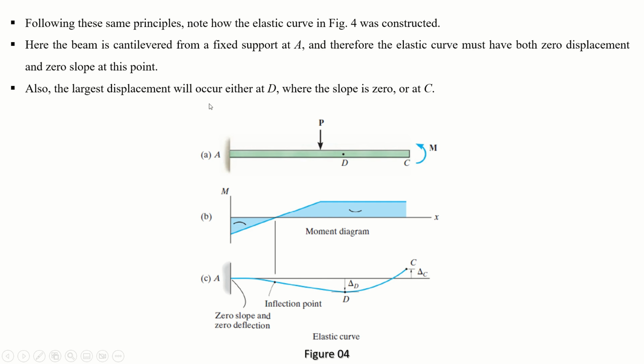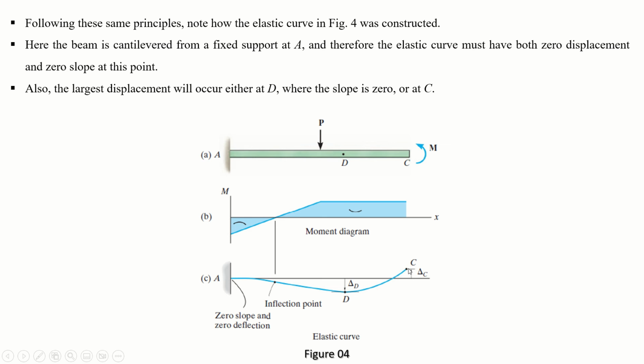So the largest displacement will occur either at D, where the slope is 0, or at C. When you draw your elastic curve, since this is a fixed support, it will initially be straight, and after some distance it will start moving downward. This is your point of inflection, where the bending moment changes from negative to positive. Till the negative moment it is concave downward, and after this point it is concave upward, right?